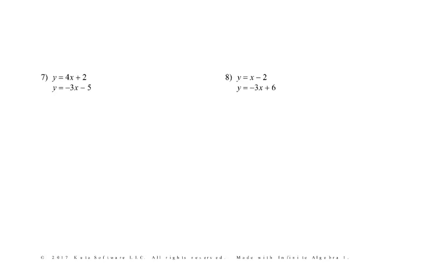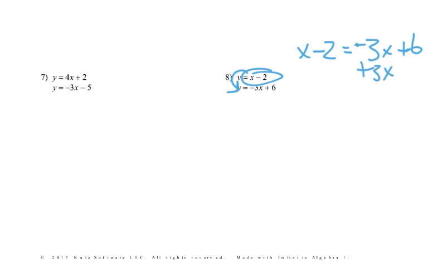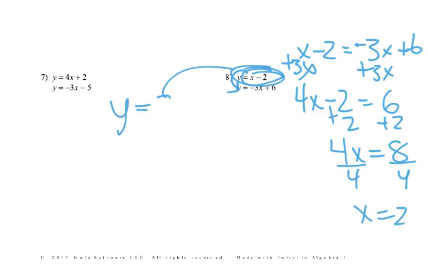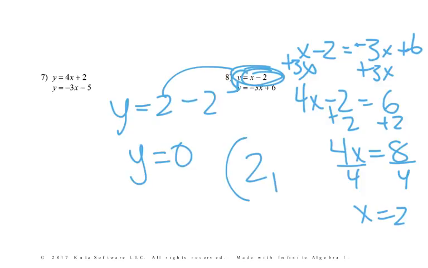Okay, the last one, take this x plus 2, replace that y with it, so I get x minus 2 equals -3x plus 6. Then we solve by getting x's on the same side, so I could add a 3x to both sides. 1x plus 3x is 4x, minus 2 equals 6. Add 2 to both sides. We get 4x equals 8. Divide by 4, and x equals 2. Take this equation again, replace the x with 2, and then solve for y. 2 minus 2 is 0, y equals 0. My answer is 2, 0.